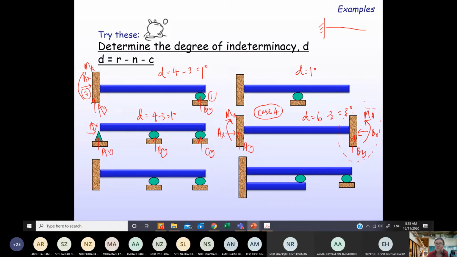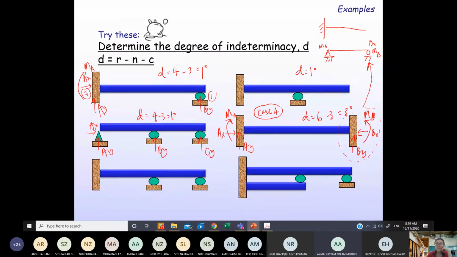You may also change this to another type of system, a simply supported beam. There is no problem. How to change it to this simply supported beam? Which ones to remove? May you help? MA, BX, and MA. Sorry, this one is MB. The redundants to be removed should be from the support reactions only.